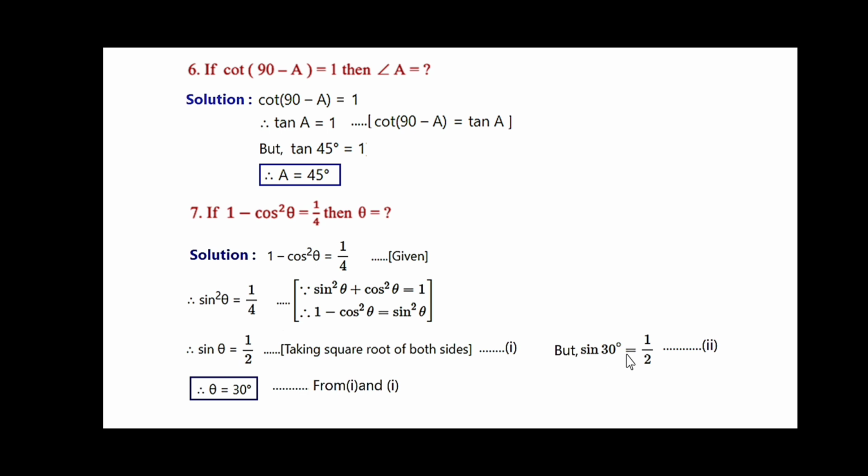But we know that sin 30 is 1 by 2 from the table. So from 1 and 2, these RHS are same, half. Sin theta is equal to sin 30, means theta is equal to 30.